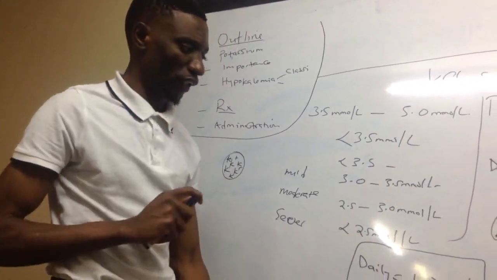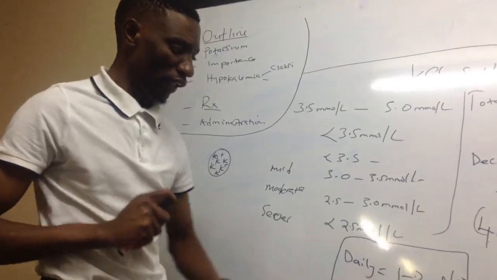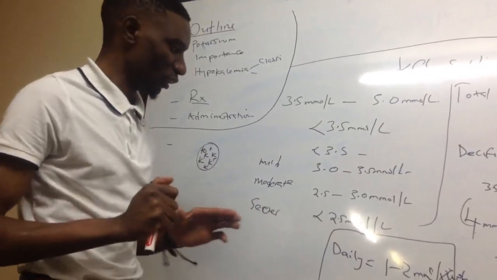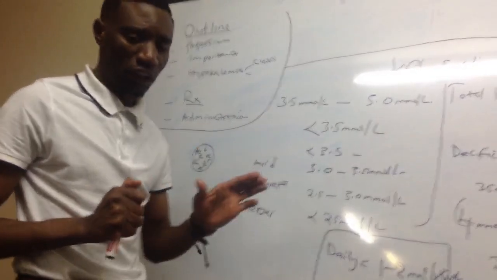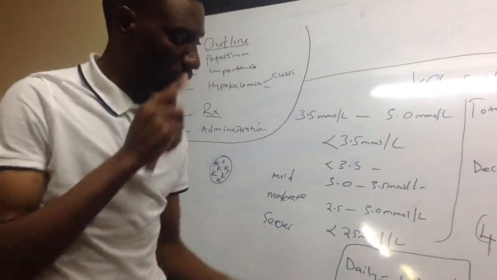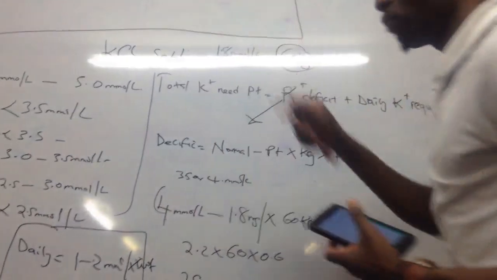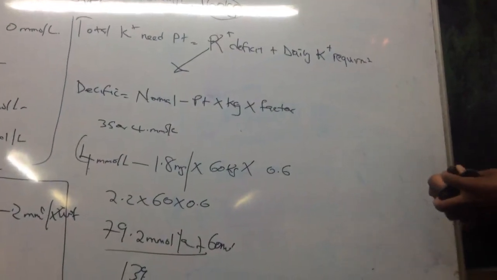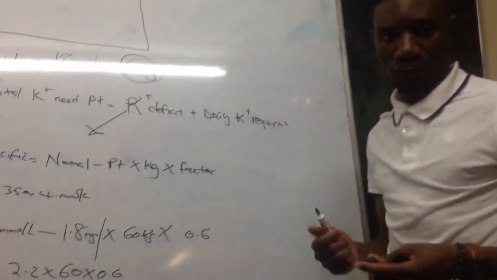So now that we have that, how do you give the drug to the patient? This is what I want you to understand. That's the most important part. The value for this patient, as we said, is 1.8, which is severe hypokalemia. So in this case, we'll use injection. The oral ones will be useless in this context.